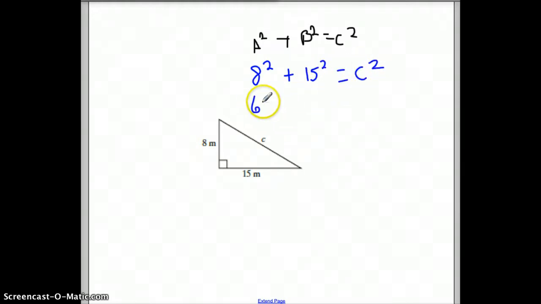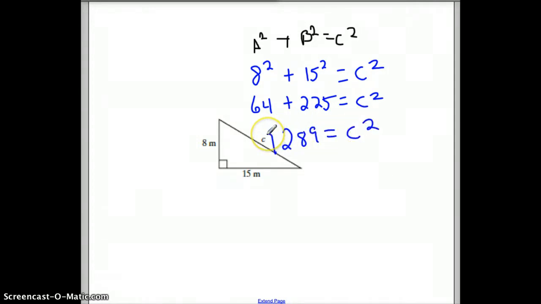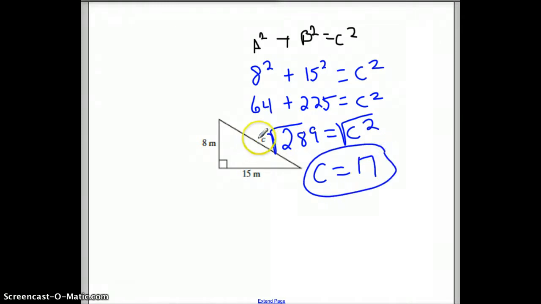Then we square the 8 and we square the 15, and we add them together. And we get 289 equals c squared. So now we take the square root of both sides, and we should get a length of 17. Now, why am I not using the negative here? Because it's a real-world situation, and in this case, I'm only looking for the principal root.